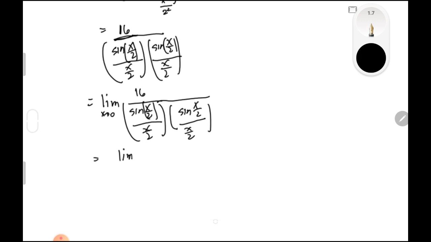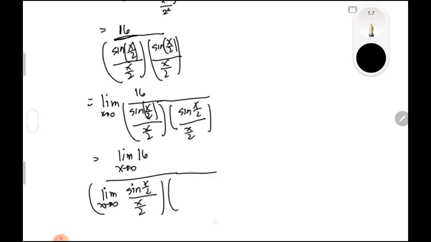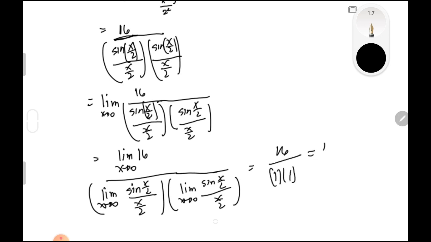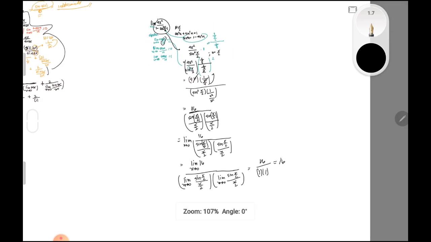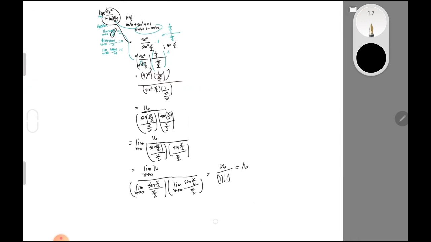The limit of 16 as x approaches 0 divided by the limit of sine x over 2 all over x over 2 as x approaches 0 multiplied by the limit of sine x over 2 divided by x over 2 as x approaches 0 is equal to 16 divided by 1 multiplied by 1. So we have a value of 16. Okay, so that would be the limit of the function.